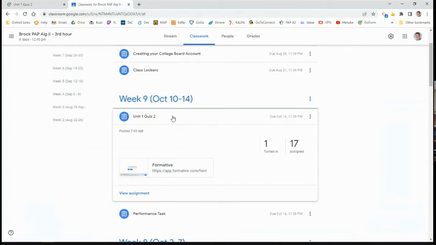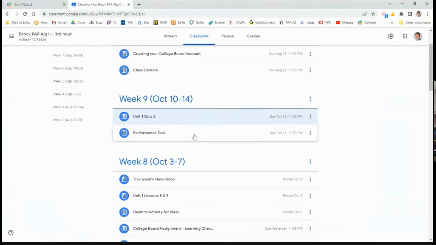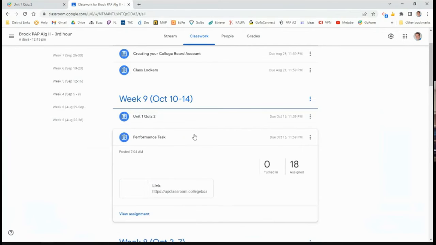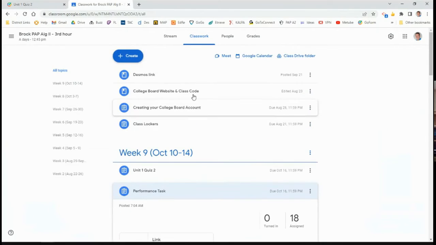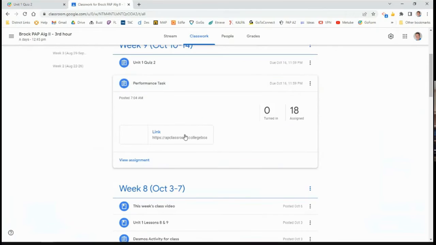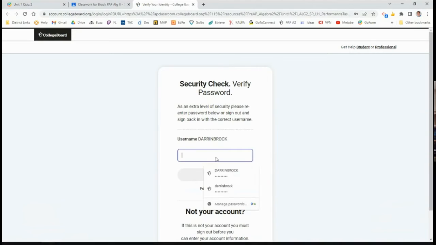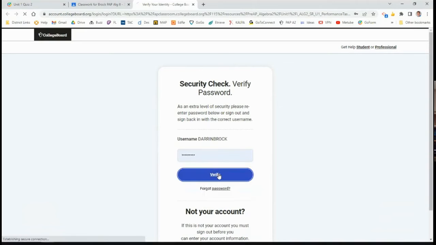The other thing we have is a performance task. We did one performance task, we practiced, we did the bee colony. This one is on College Board. So again, if you haven't created that College Board account, join our class. When you click this, it'll take you to College Board. You'll have to sign in, and it should take you to the assignment.